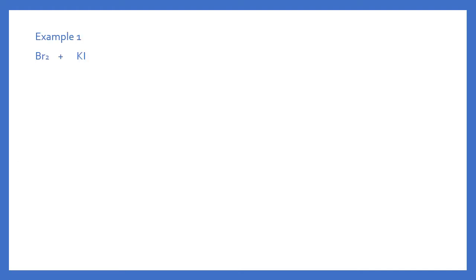Example 1. So we have Br2 plus KI. So Br is a non-metal. Potassium is a metal. That's hard to see, it's the same color, so I'm going to make that a lighter blue. And I is a non-metal. So in this case, I have 2 non-metals, so they are going to swap. This means that my Br is going to come hang out with my K, and my I is going to come hang out alone where the Br is.